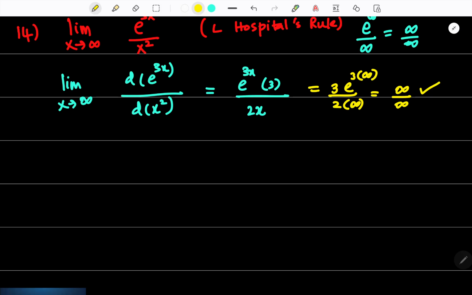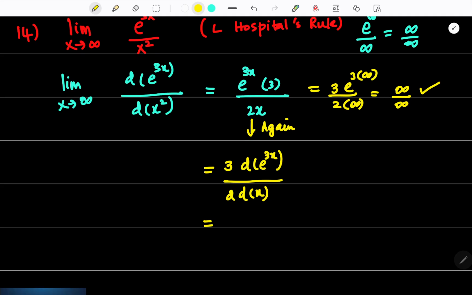Again it's an indeterminate form. So until you get an answer, that means an answer not in the sense of an indeterminate form, you are going to do it again and again. So this one again you are going to differentiate. So this equals 3 times differential of e power 3x divided by 2 times differential of x. Teacher, I can put 3 inside, I can put 2 inside. Yes, you can put it, no problem.